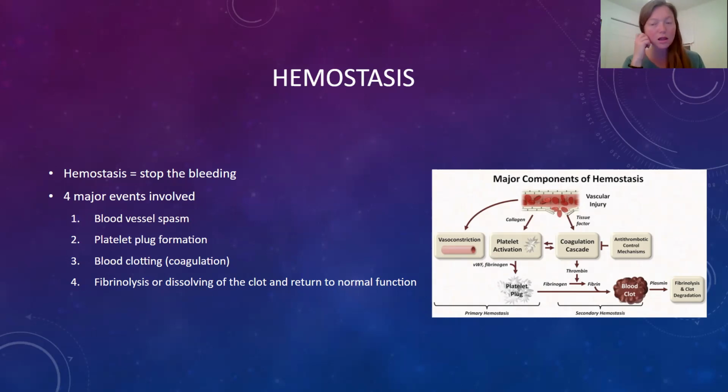So finally, you need the clot to break up after it's served its purpose. When clots form, they actually stimulate the growth of fibroblasts and smooth muscle cells. And the final step in this clotting process is dissolving that clot back up so that the vessels can return to normal function.